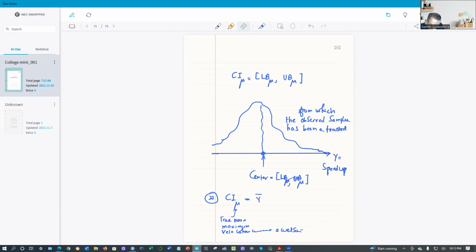When there is a wetsuit, the observed mean has been given. How much? 1.43, no, I'm sorry, 1.51. Plus or minus the margin of error, 0.08. Which you can easily write as the upper bound and lower bound, the confidence interval for mu.